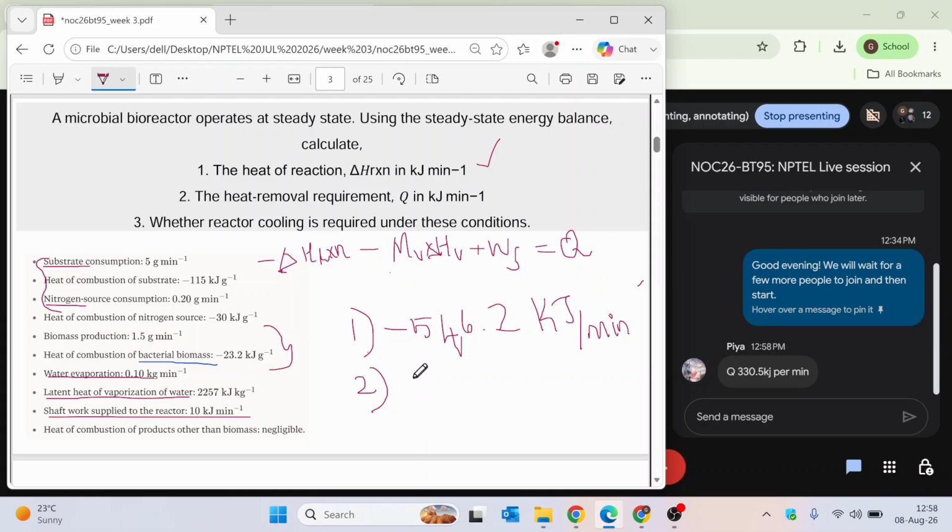So yes, the Q value is 330.5 kilojoule per minute. So here it is minus del H reaction, so make a note that you should have taken it as 546.2, and yes, the value is correct. So based on that, the third question: whether reactor cooling is required under this condition. What do you think, whether you need cooling or not?